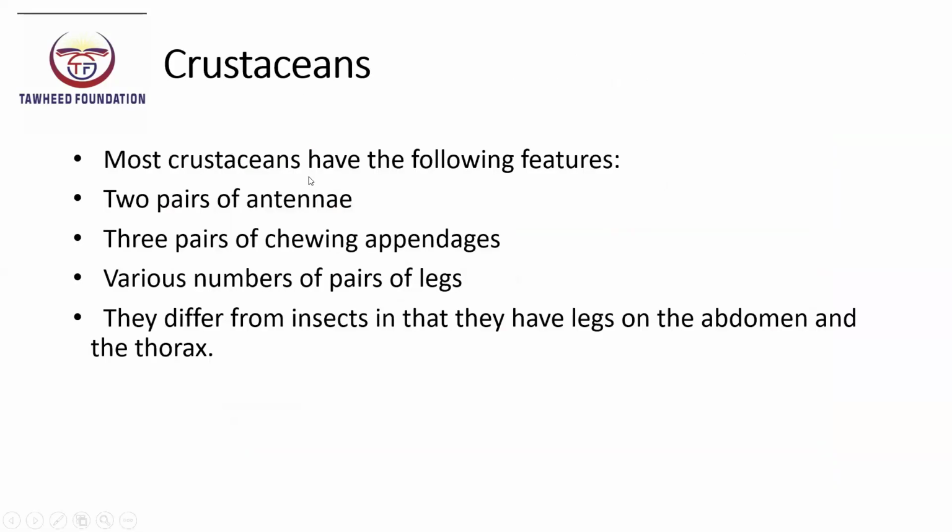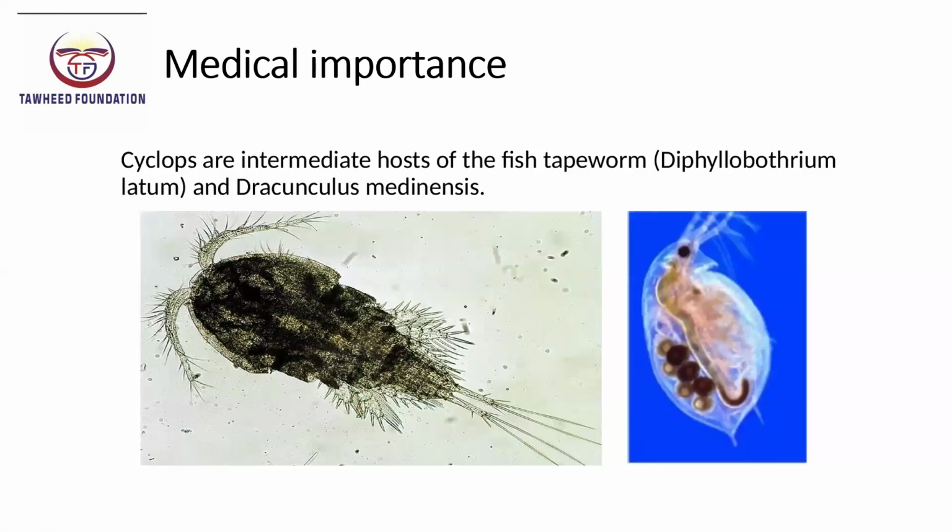So, crustaceans. Most crustaceans have the following features: two pairs of antennae, three pairs of chewing appendages, and various numbers of pairs of legs. They differ from insects in that they have legs on the abdomen and the thorax. Medical importance: cyclops are intermediate hosts of the fish tapeworm and Dracunculus medinensis.